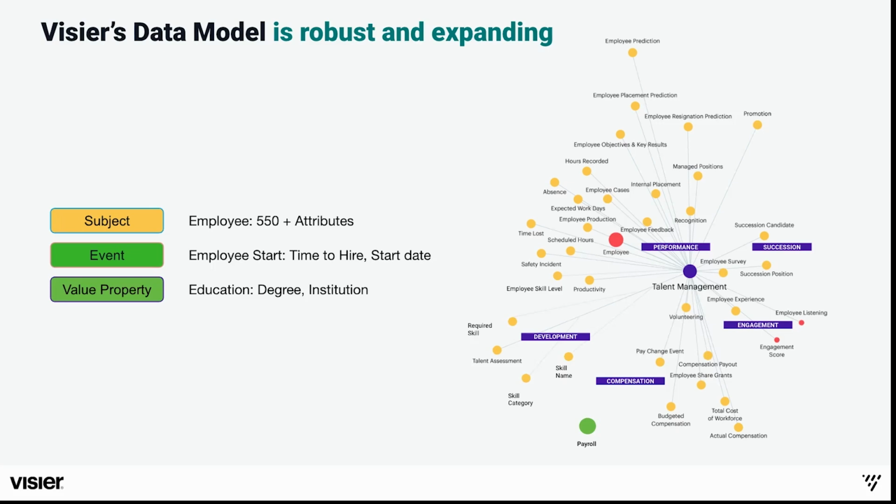Visier's data model is its strongest differentiator. It's purpose-built to serve the human capital management space. Built over the past 14 years, it has connected the categories of data common among HR technology and continues to expand. Not only does Visier enhance the data model with its expanding expertise in the human capital management space, but the model is flexible, available to be extended by our partners to serve additional use cases.